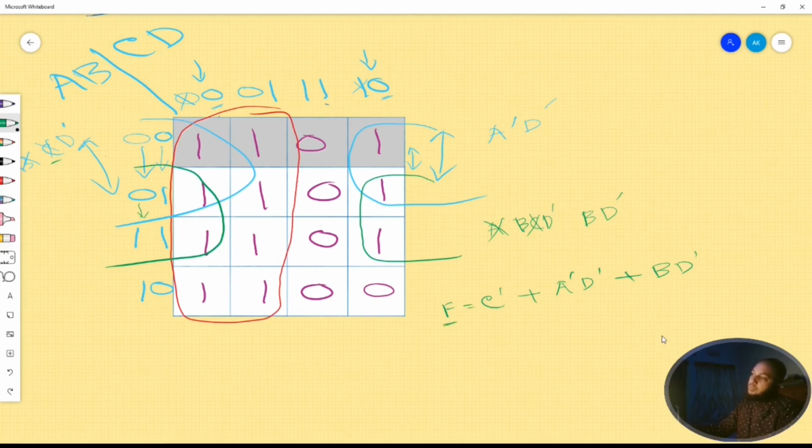I think you should be able to write the simplified POS expression, which can be simplified by K-map. Try to solve this using POS and let me know if you find any difficulty.